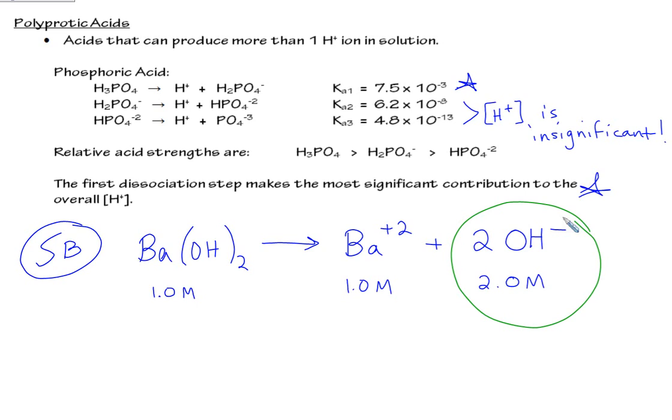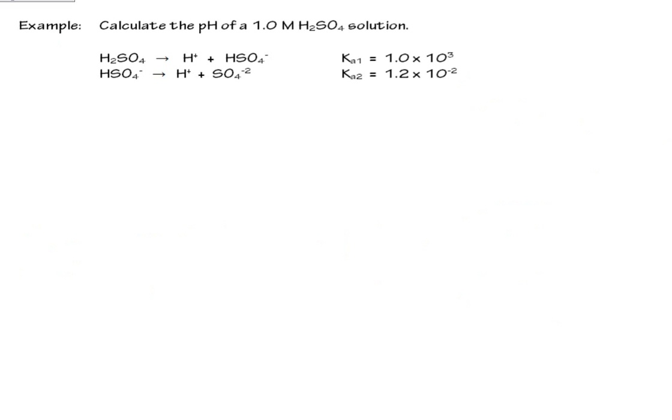The phosphoric is a weak acid to start with. Even the first dissociation is weak. Different than something like this strong base, where yes, if it's a strong base and it dissociates completely, I will get, like in this case, 2 moles of hydroxide per liter. Okay, so let's look at a very common acid, sulfuric.